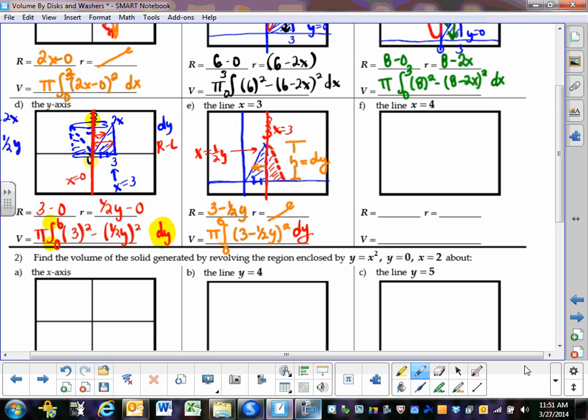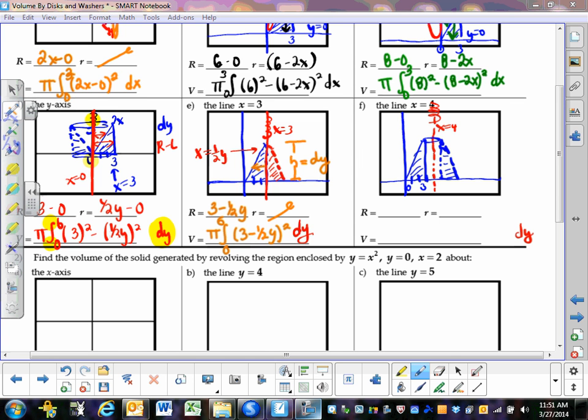Okay, so we're going to take the same shape again, and we're going to take the shape around the line x equals 4. So right now we have this shape from 0 to 3. We're going around the line x equals 4. So that means we have a dy question, because we're spinning vertically. The reflected space has to be the same distance over as we have here. So we definitely have a hole in the middle.